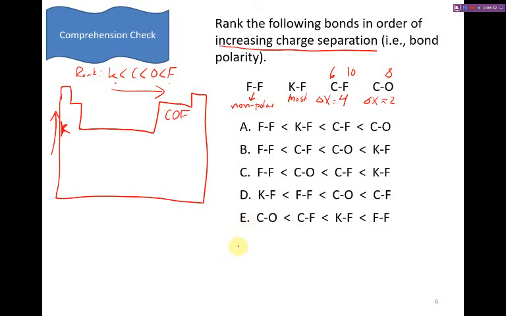And what we can see then is that fluorine-fluorine bond is the least polar, potassium-fluorine is the most, and then carbon-fluorine is second most, carbon-oxygen is second least. So putting those in ranked order, we can eliminate those two very easily. We know potassium fluorine is the highest, so it's between A, B, and C. CO is second, and so the answer is C.